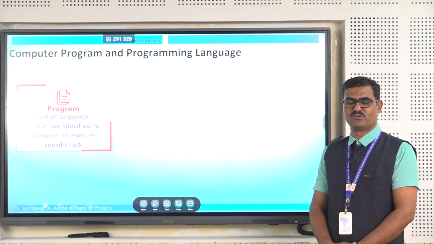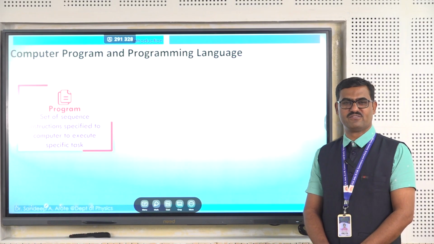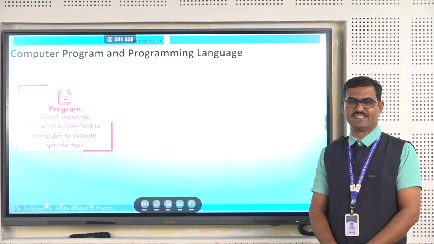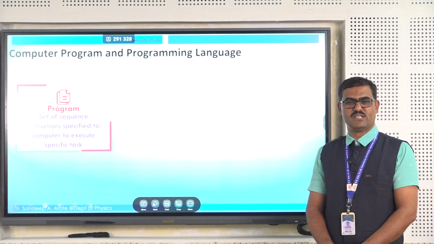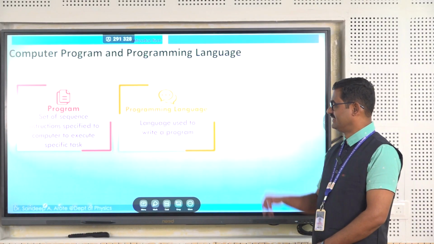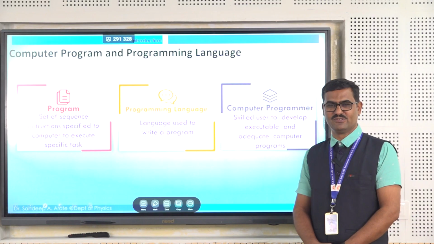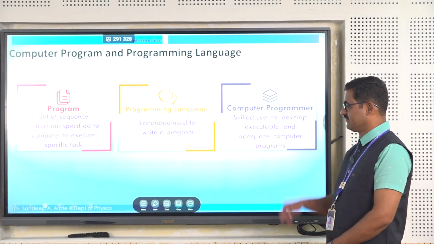So, what is a program? A program is the set of instructions specified to the computer to perform a specific or desired task. That is known as program code. To write this program code, you require a language, and such a language is known as programming language. A person who has the skill to write such a code is known as a computer programmer.